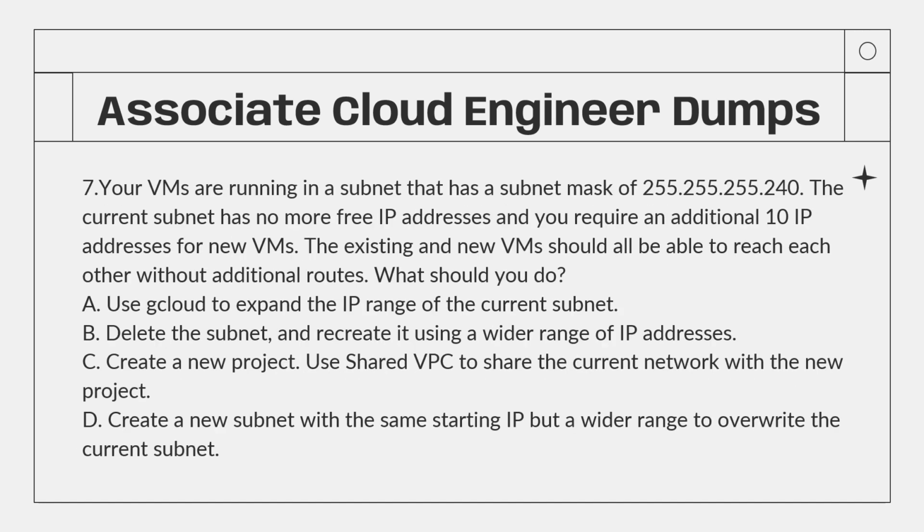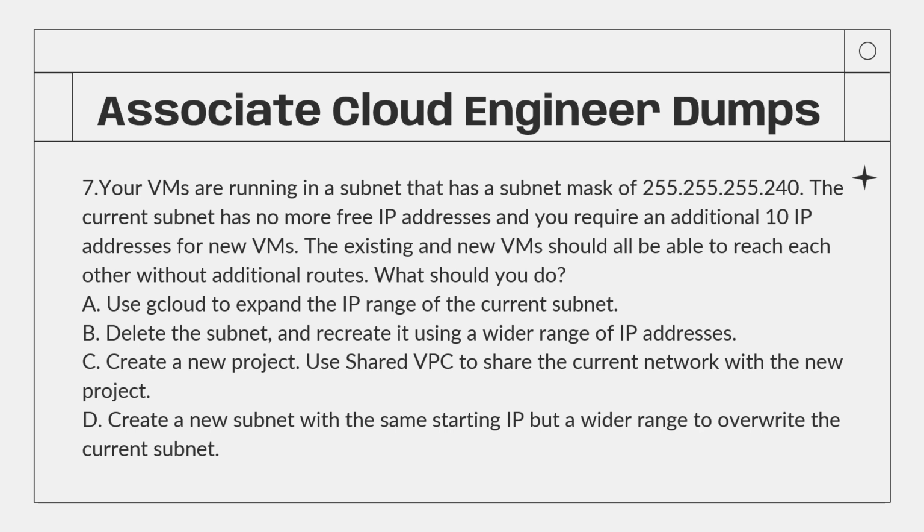7. Your VMs are running in a subnet that has a subnet mask of 255.255.255.240. The current subnet has no more free IP addresses and you require an additional 10 IP addresses for new VMs. The existing and new VMs should all be able to reach each other without additional routes. What should you do? A. Use gcloud to expand the IP range of the current subnet.